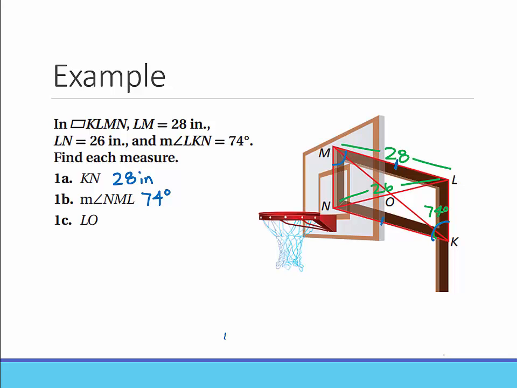Now this one's a little trickier. I only want L to O, this little section right here. But remember that this and this are congruent because the diagonals bisect each other. So if the whole thing's 26, I only want half of it. I only want 13 inches.